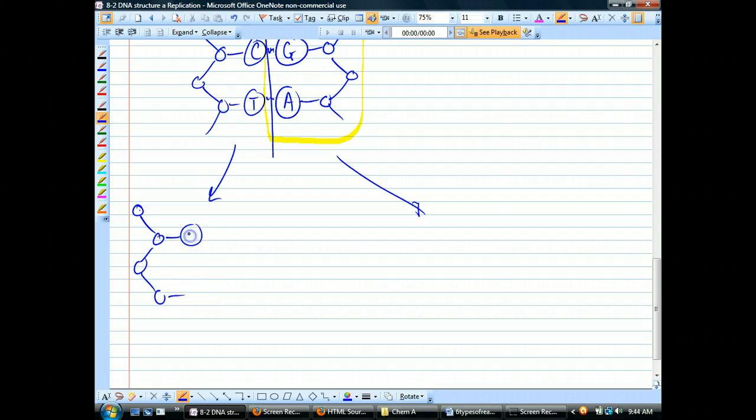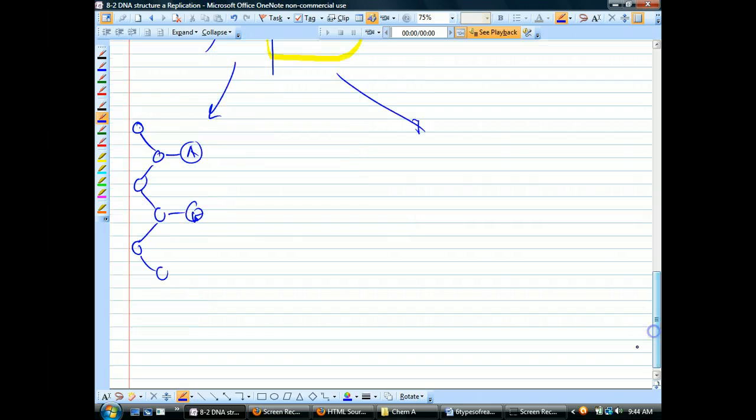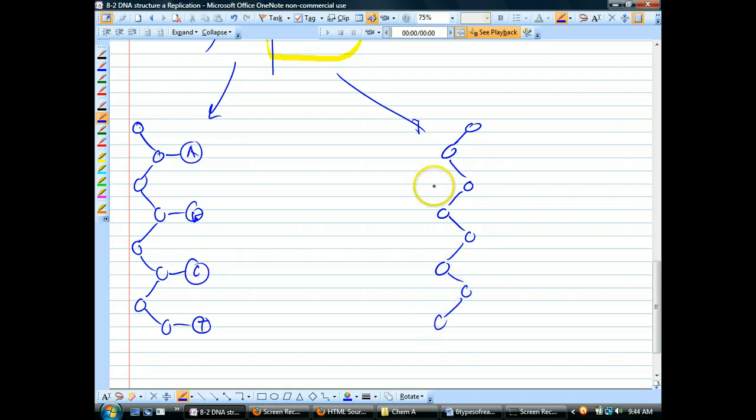I'm sorry, this should have been an A, right? A, G. Now, by the way, the order is going to be different for different genes. The order of the letters is the gene. So this goes C, T. And now the other half, if I split these apart, will look like this. It'll have the bases coming off, but it'll be T, C, G, A.